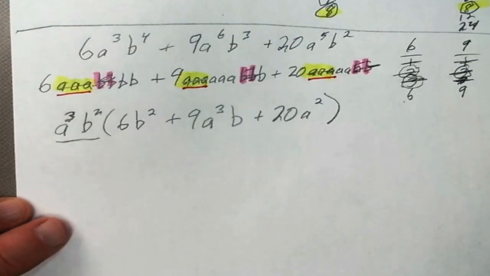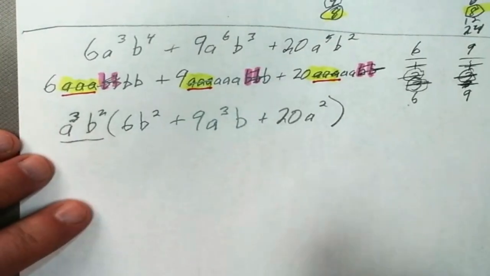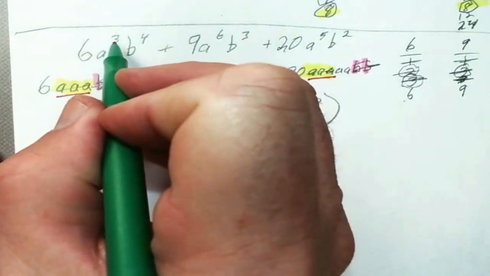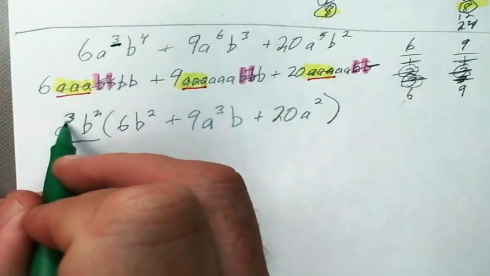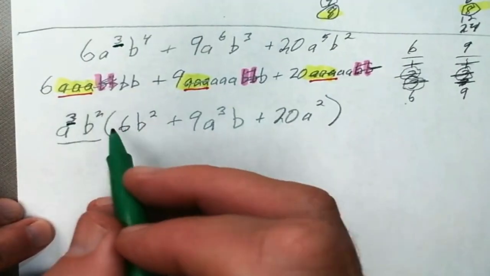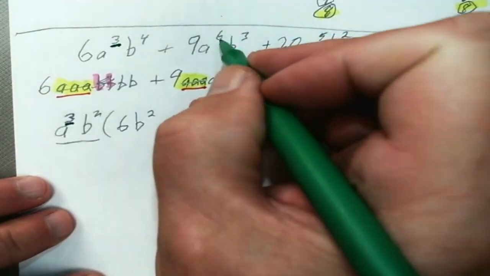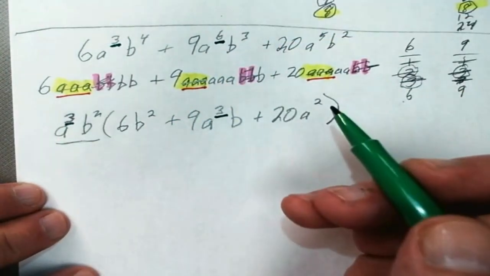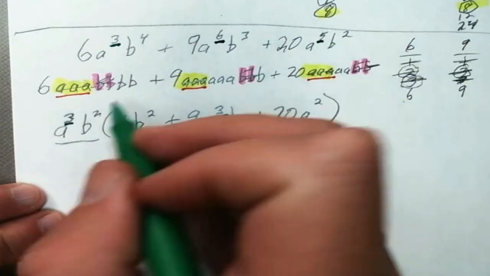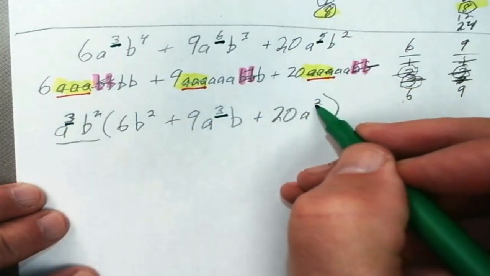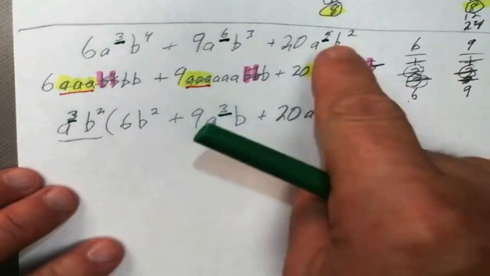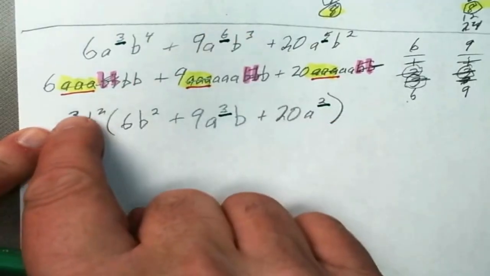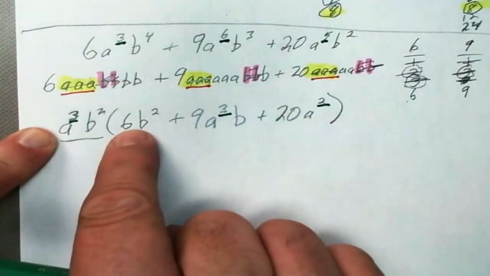Well, let's look at what we started with and what we ended up with. We started with this term, a to the third, and we pulled out 3. And there's no a's left. Here we had a to the sixth, and we pulled out 3, and so there's 3 left. Here we started with 5, and we pulled out 3, and there's 2 left. See what's happened? We just subtract. 5 minus 3 is 2. 6 minus 3 is 3. 3 minus 3 leaves none.